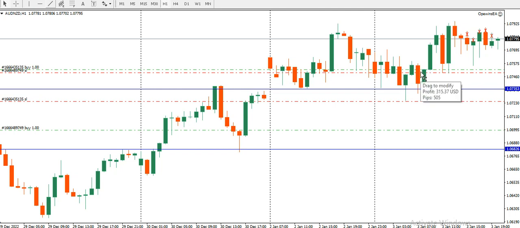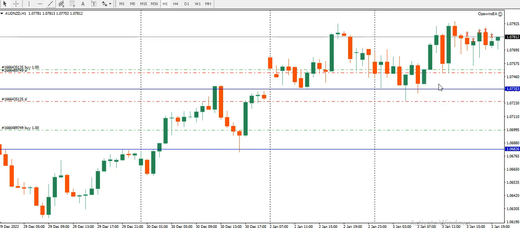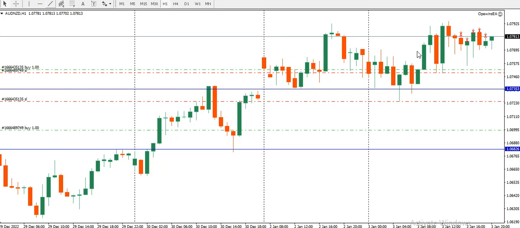but I waited until this one formed. This is a nice candle, not a bullish engulfing, but with little or no upper wick and lower wick. It's a nice bullish candle. So I placed another buy there, and the orders are in good profit.